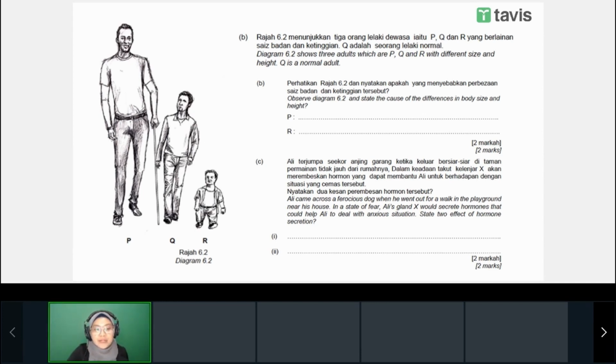Diagram 6.2 shows 3 adults, P, Q, and R. You can see that P is very tall, and Q is normal. It's stated that Q is a normal adult, and R is an abnormal adult. Observe diagram 6.2 and state the cause of differences in human body size and height. What causes someone's growth? Growth hormone. What gland releases the growth hormone? The pituitary gland.